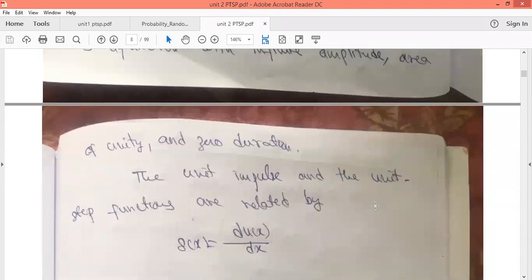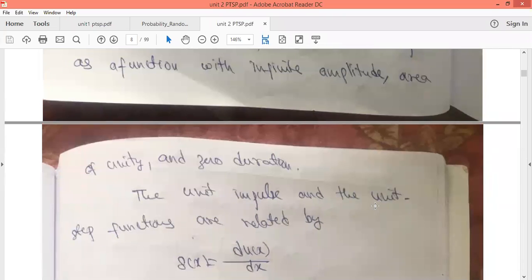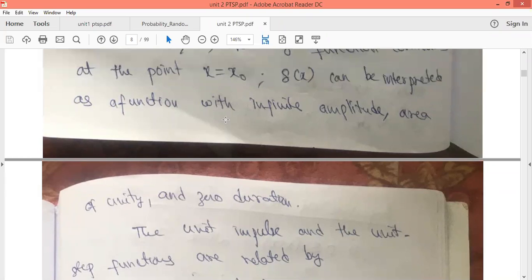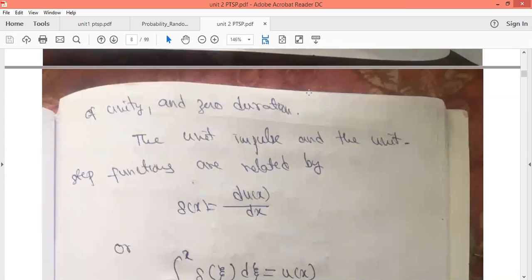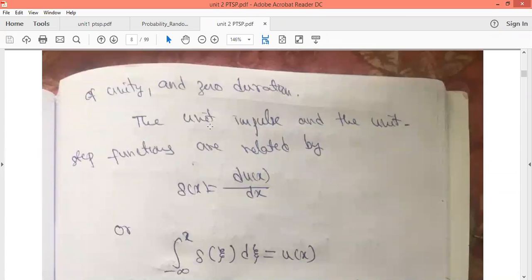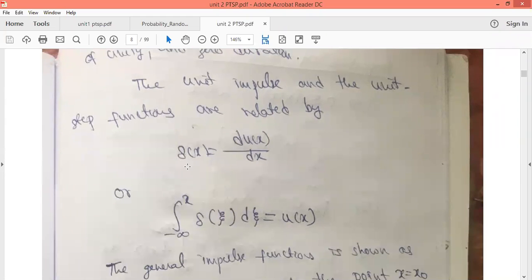And we know what the impulse function is. The impulse function has infinite amplitude at the origin with zero duration. The duration is 0, but the amplitude is infinity, so that the area is equal to 1. So delta(x) is denoted as having area equal to 1 at x = 0. We also know the relation between the unit impulse and the unit step function, which is denoted like this.